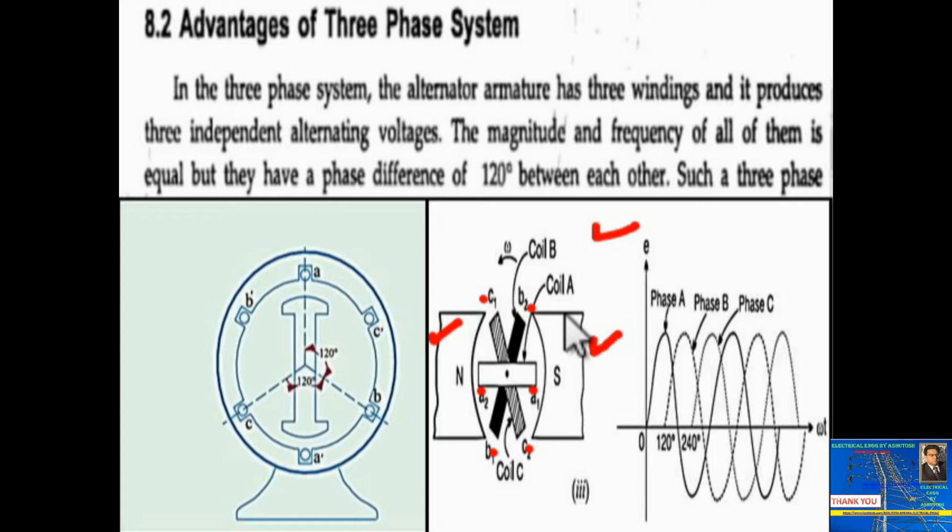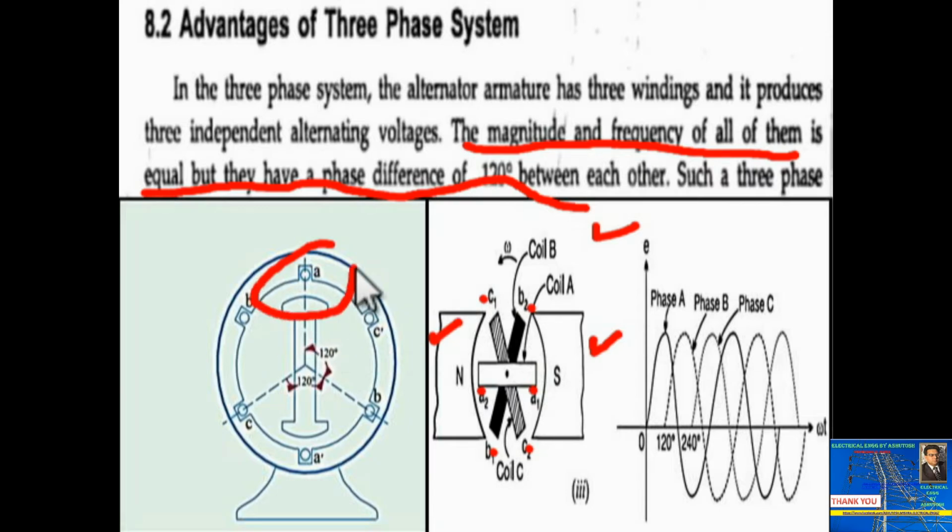Okay, between each other. So guys, you can see the magnitude and frequency of all of them is equal, but they have a phase difference of 120 degrees between each other. So guys, such a system is called a three-phase system, and you can see the first one, the voltage induced in a coil will start from the reference point. See here, this is phase A.